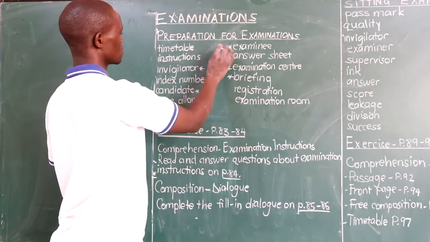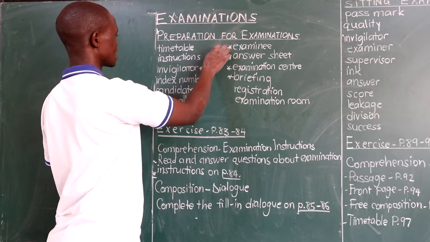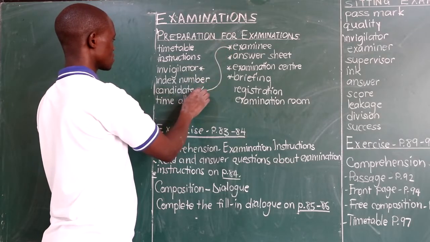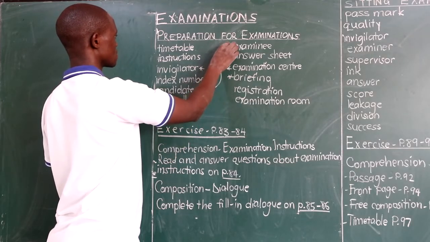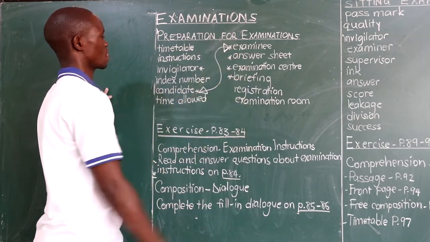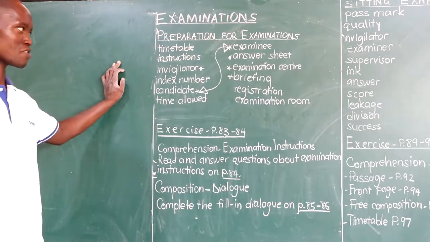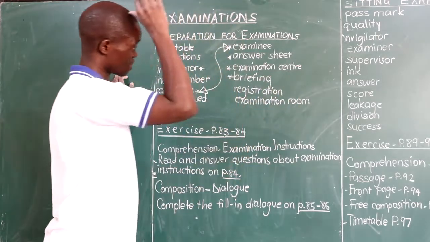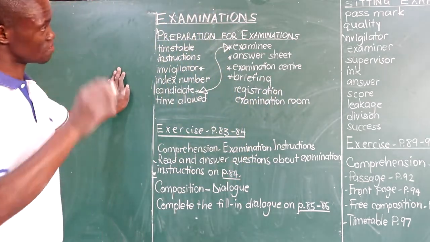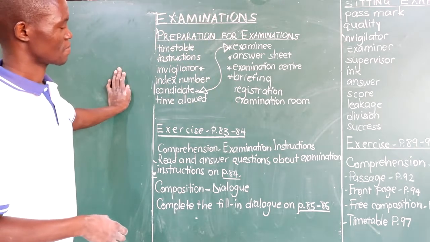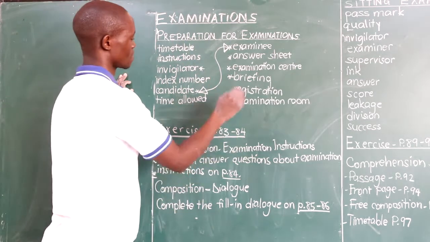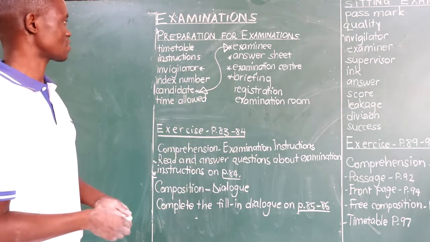Next, we have an examinee. Like I've told you, an examinee is not different from a candidate. They are similar. Examinee means candidate. We have an examinee and an examiner. Examiner should be in the next. Okay, it's not there. We'll talk about it when the time is right.